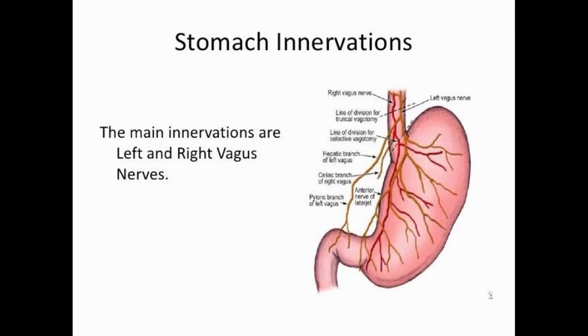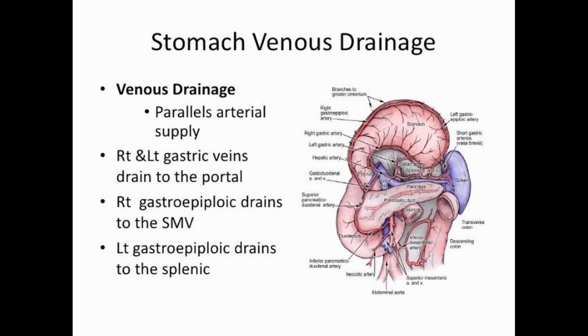Now we discuss the nerve supply of the stomach. The main innervation is from the left and right vagus nerves. Now we discuss the venous drainage of the stomach. There are right and left gastric veins, the same as the right and left gastric arteries, that drain to the portal vein. The right gastroepiploic vein drains to the SMV, and the left gastroepiploic vein drains to the splenic vein. So this is the venous drainage of the stomach, which lies parallel to the arterial supply.